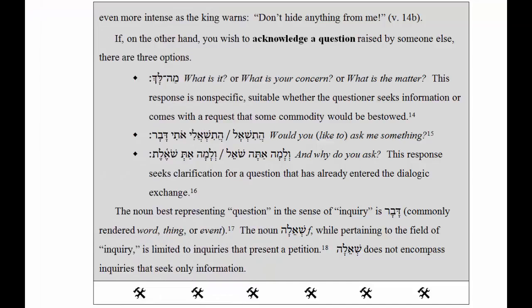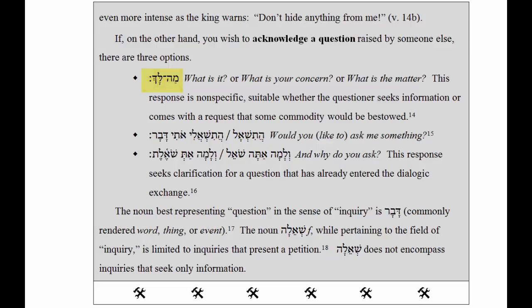Perhaps you find yourself in a situation not of needing to ask a question, but of wishing to acknowledge someone who is indicating to you that they would like to ask you a question. Here are some ways to do that. The simplest is the first, ma lach.